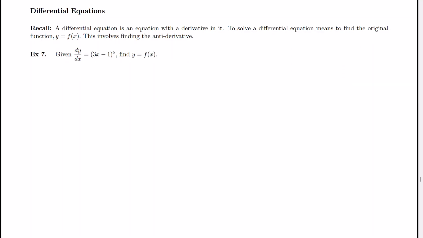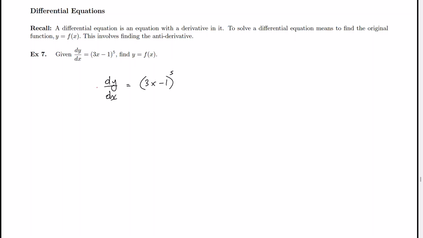So as a reminder, you're also expected to know how to solve differential equations, at least simple ones. We've done this process before, so the only difference this time is that we will need to use a u substitution. So the way we approach differential equation problems is we start by writing them. So this is a differential equation because it has a dy over dx, meaning this is a derivative of some function, and we're trying to find the original function whose derivative is 3x minus 1 to the power of 5.